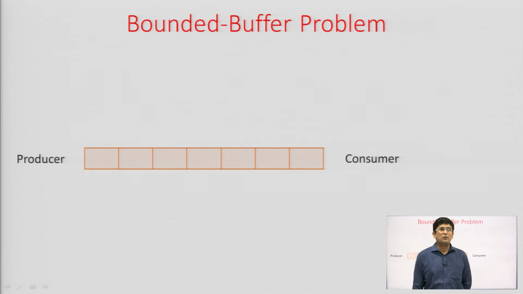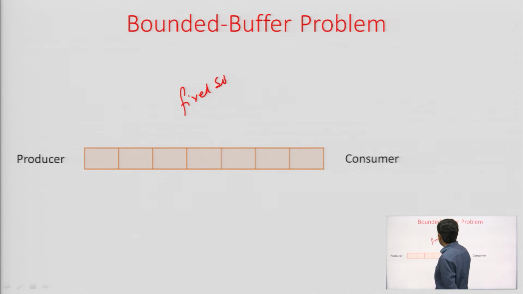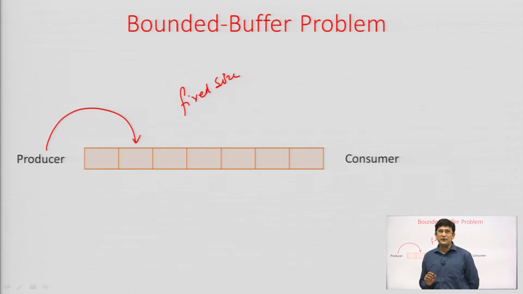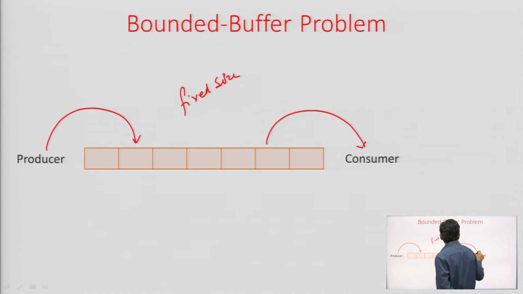Now let us consider this as a bounded buffer problem. Bounded buffer problem means there is a buffer of a fixed size. In this buffer, a producer is producing an item and keeping it here in the buffer, and there is a consumer which consumes the item from here itself. This relates to the example that we have taken of message generation by one process and consumption by another process.